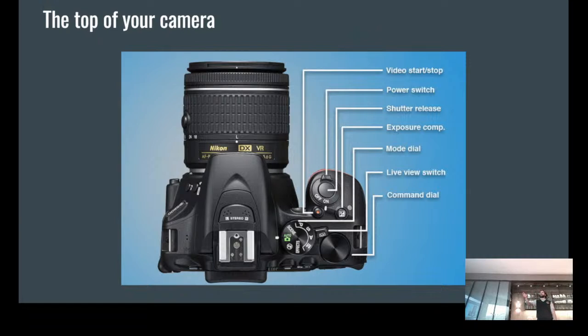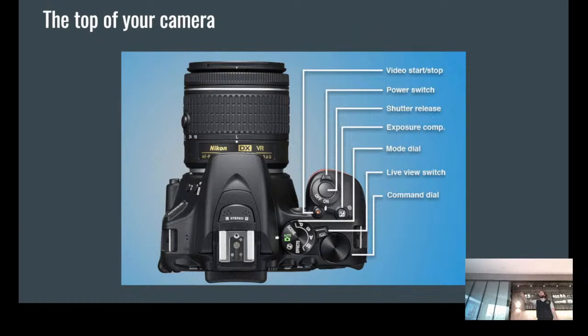Nowadays, ISO is the sensitivity of your sensor. So it's how sensitive your sensor is, how much light your sensor is bringing in. You can have your ISO running at a very high number, or you can have it running at a very low number. That's going to equate to grain and noise. That's stuff that we talk about in the intermediate class.